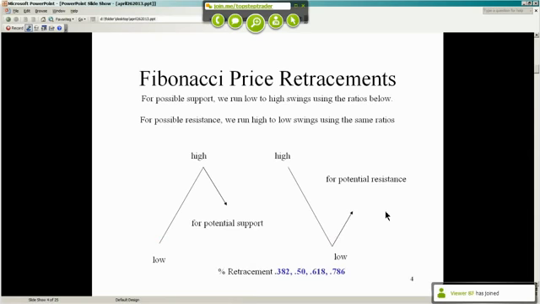Okay, so again, just a few of the simple setups before I get into the good slides here. We have basic Fibonacci price retracements, which most people should be familiar with. That's where you're going to take the prior low to high and run the retracement ratios for possible support, or you're going to take a prior high to low swing and then run the retracement ratios for possible resistance.